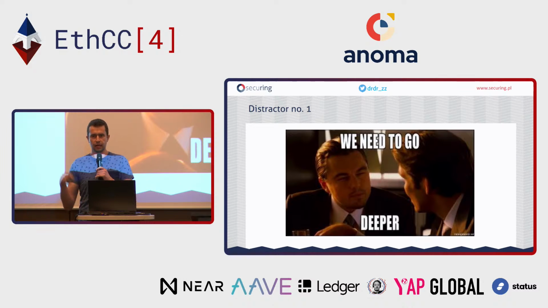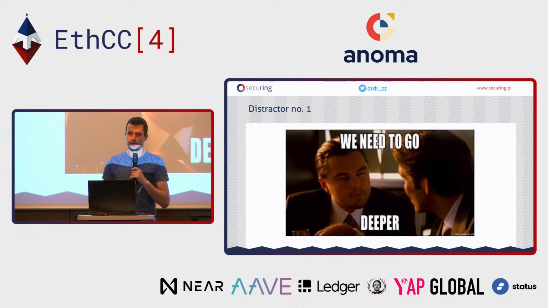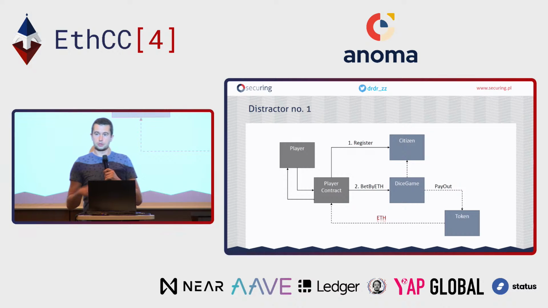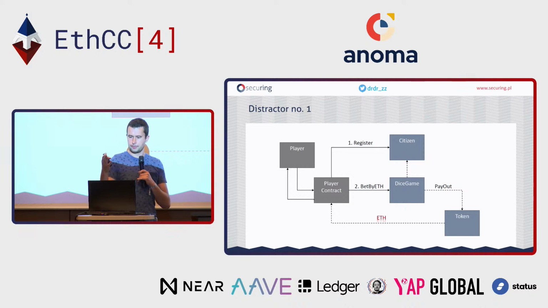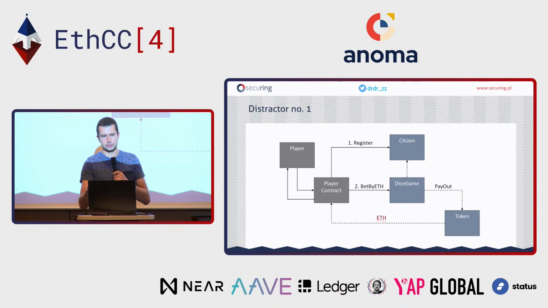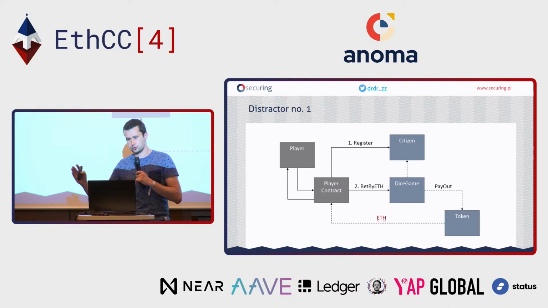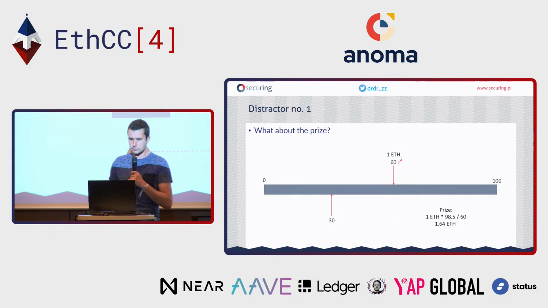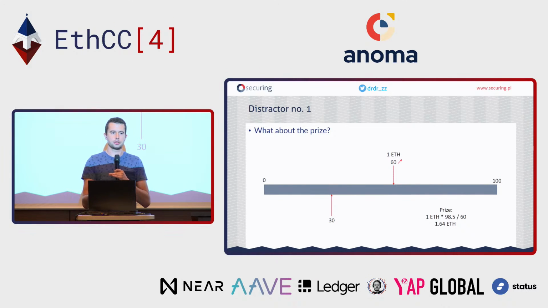So this is the time when you want to go deeper and check this. It was not that easy. It was not only one contract, there were 3 contracts: Citizen, Dice Game, and Token. You had to first register, then you could play, and if you win, they pay out through the token contract. So, how do they calculate the prize?